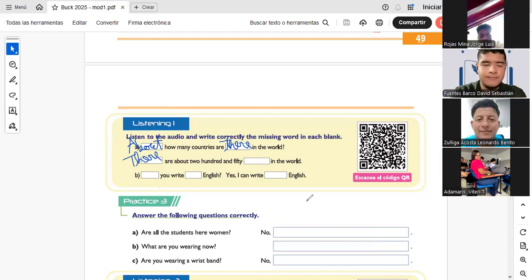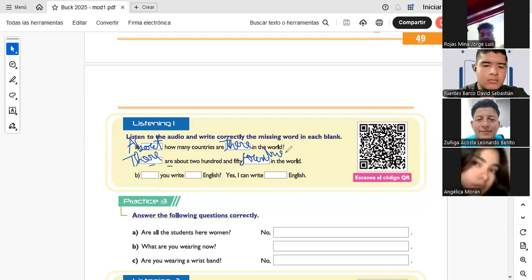Adamaris. 100. There are countries. Okay, but you read the sentence, Adamaris. There are about 250 countries in the world. That is correct. There are about 250. Oh, yeah, it's terrible to write like this. Countries in the world. That's right.